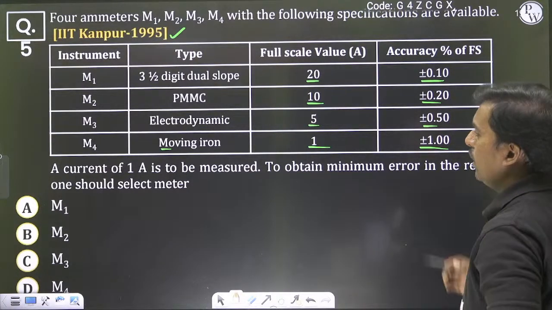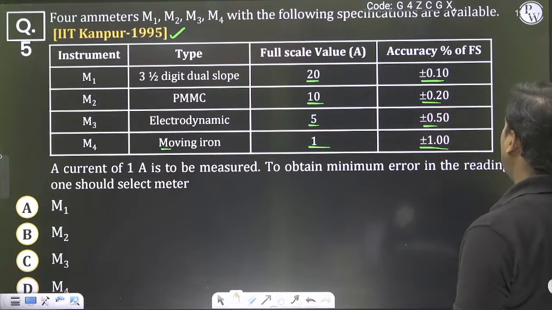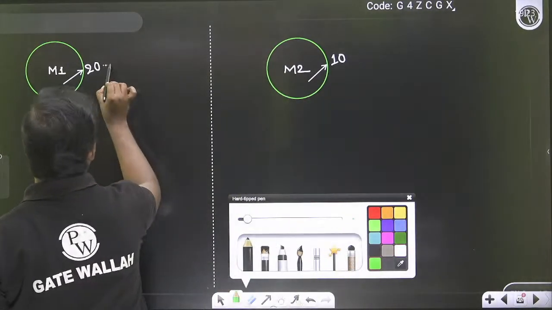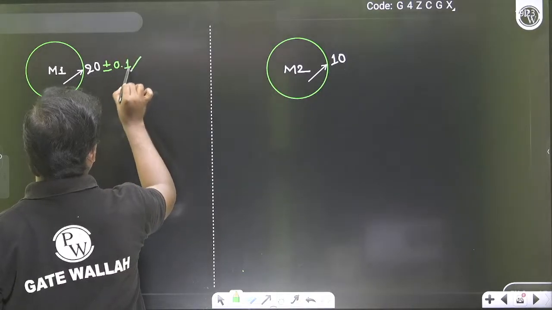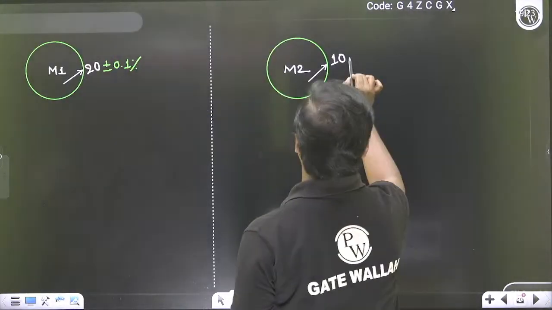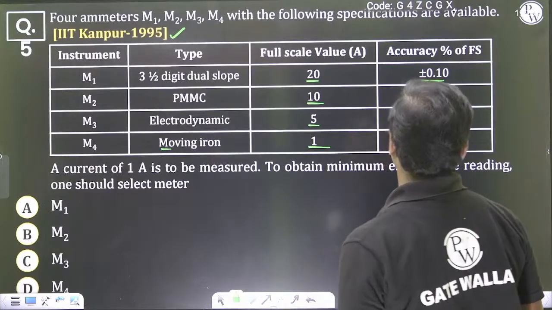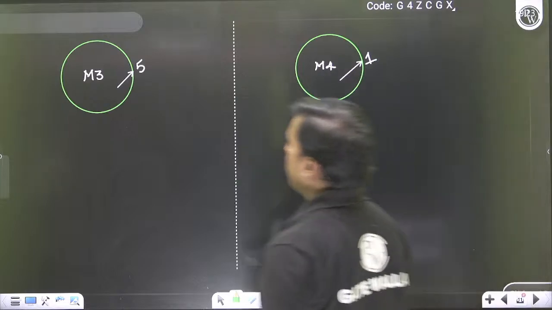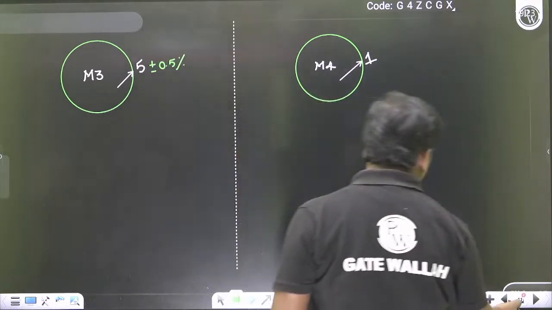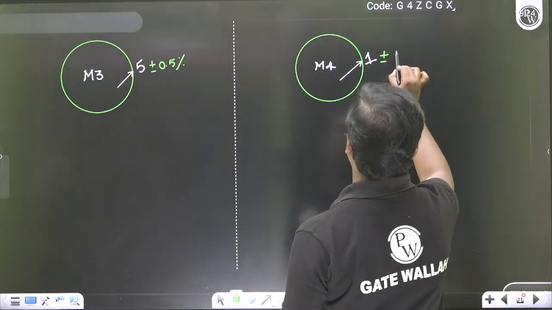Here a current of 1 ampere is to be measured first of all. And what is the guaranteed accuracy? This is plus or minus 0.1%, this is 0.2%, this is plus or minus 0.5%, and this is plus or minus 1%.